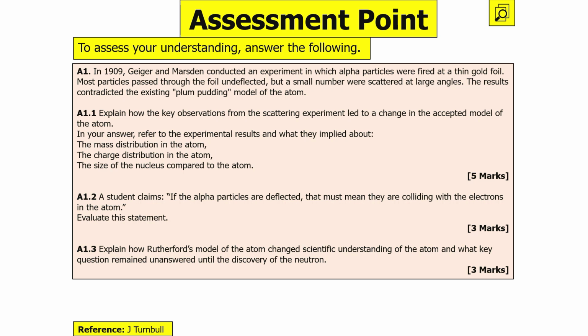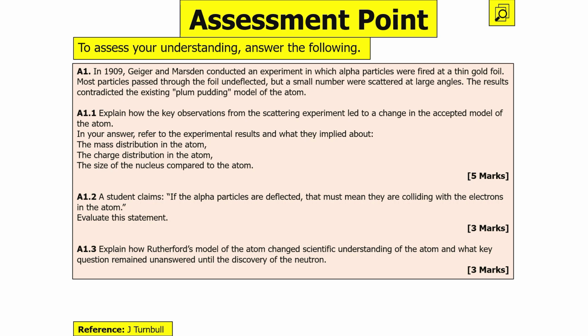In 1909, Geiger and Marsden conducted an experiment in which alpha particles were fired at a thin gold foil. Most particles passed straight through the foil undetected, but a small number were scattered at large angles. The results contradicted the existing plum pudding model of the atom. Explain how the key observations from the scattering experiment led to a change in the accepted model of the atom.